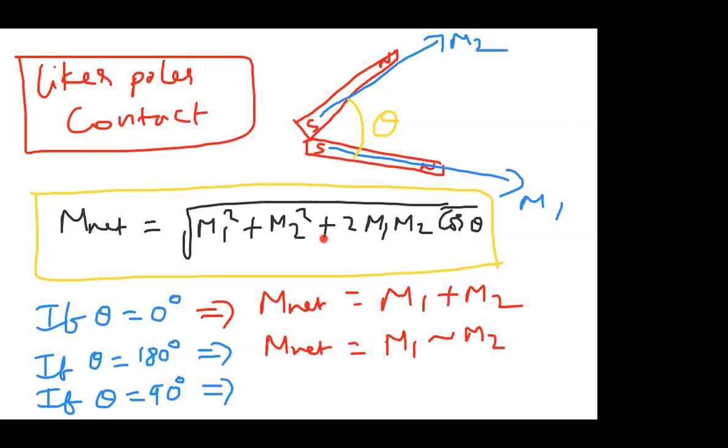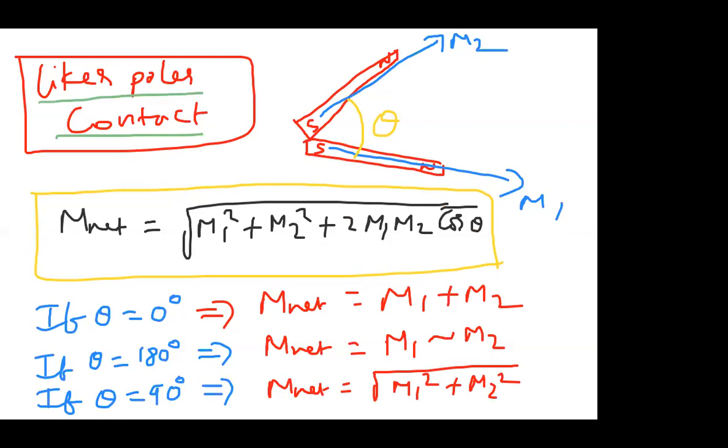So we are left with net magnetic moment as square root of m1 square plus m2 square. This is the situation we are observing when like poles are in contact. We arrange in such a way that like poles are placed at one point. This is the situation.